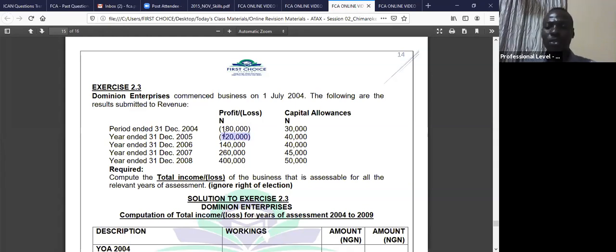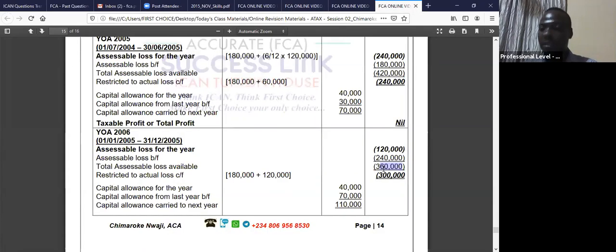Because in that 240 we brought down, it contains 180 plus 60 here. And we are adding 120 here, the whole of everything. So all we need to do is restrict it to the actual loss that was involved in the whole calculation. So what was involved is this 120 plus this 180 and this 120. The 60 that was in that 240 is inside this 120. So you take one, you cannot be bringing it twice. So when you add them together, it gives you 300. So the difference is 60 because we took 60 twice. So it's 300 that is the actual loss and not 360. So this is what we are dealing with. Then your capital allowance for that year is 40,000. And we are bringing 70,000 from last year.